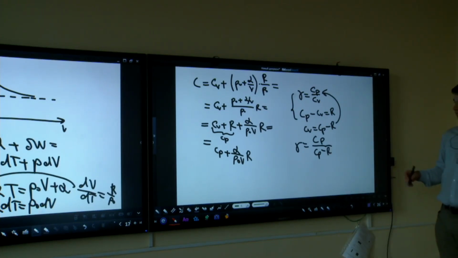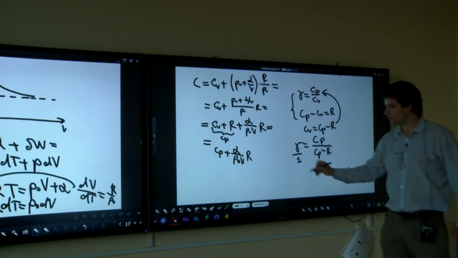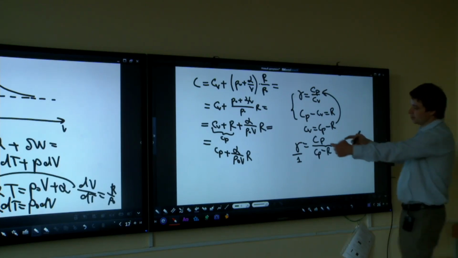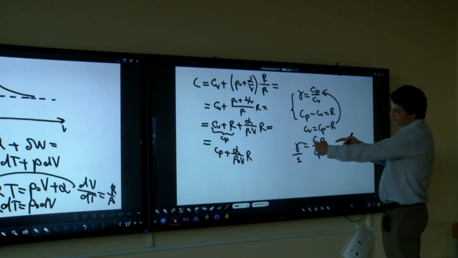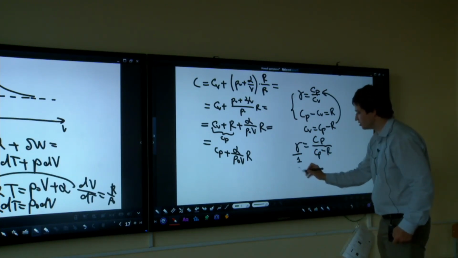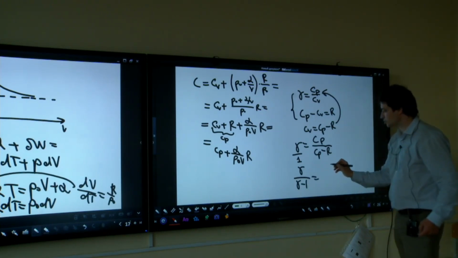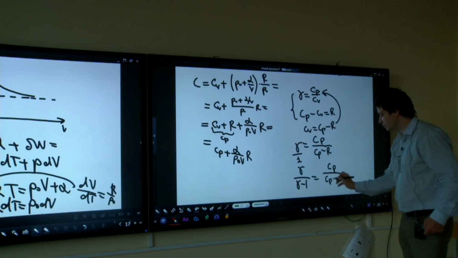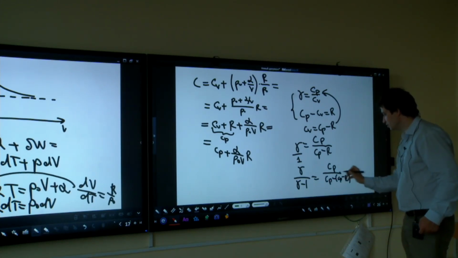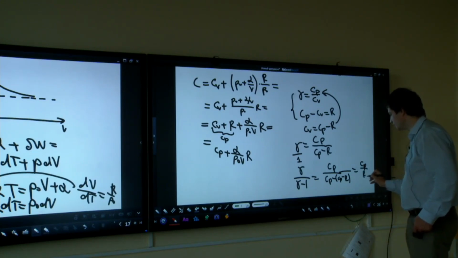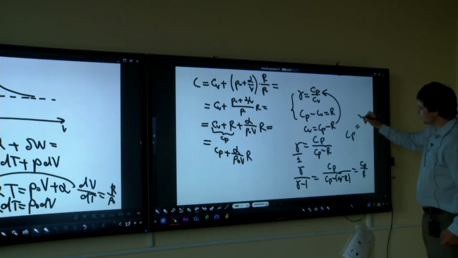Okay, for solving these types of equation, I typically do the following step. I present it as gamma over 1, and then I need to eliminate CP here, so I subtract numerator from denominator and get R. So I get gamma, numerator gamma minus 1 corresponds to CP. Here, CP minus R. So that is CP over R. So that gives me CP equals gamma over gamma minus 1 times R.